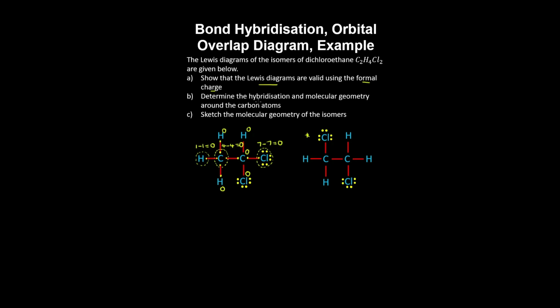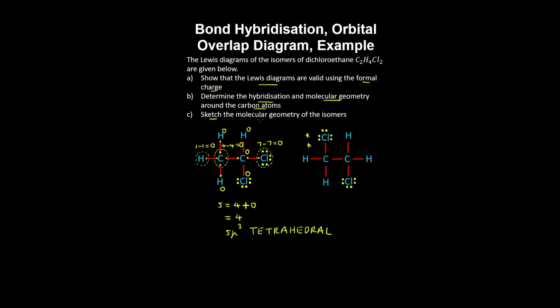Now let's determine the hybridization and molecular geometry around the carbon atoms. Well, around the carbon atoms, we have 4 sigma bonds and 0 lone pairs, so the steric number is 4, and therefore both carbons are sp3 hybridized. And given that there's no lone pairs of electrons around each carbon, the geometry around both of them is tetrahedral. And that's also true with this isomer.